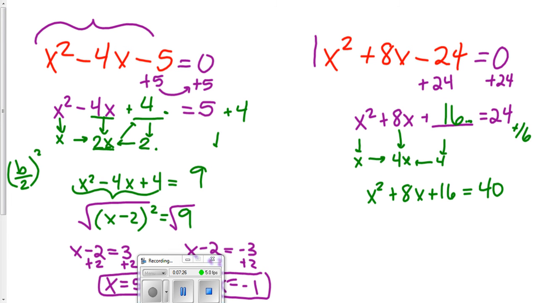Okay, so you can already tell kind of what's going to happen here. I'm going to rewrite this because it's a perfect square trinomial. And then I can go ahead and square root both sides. This is where some of you are saying, uh-oh, right? Is 40 a perfect square?